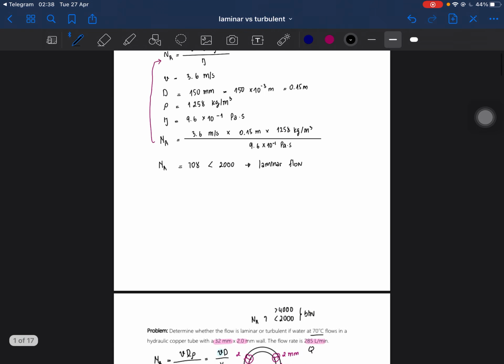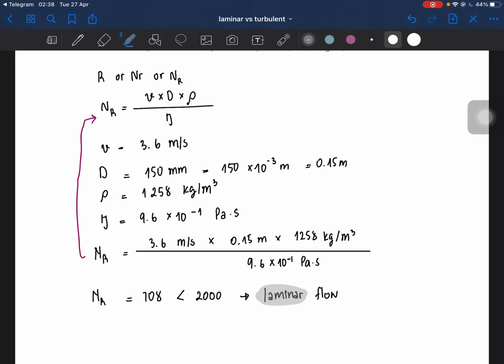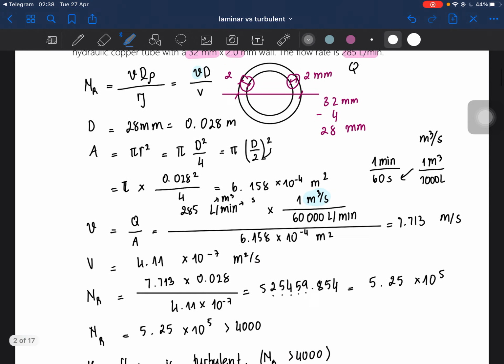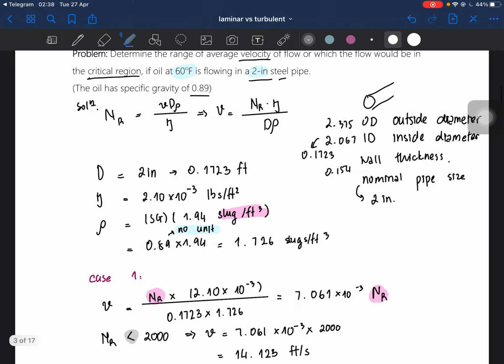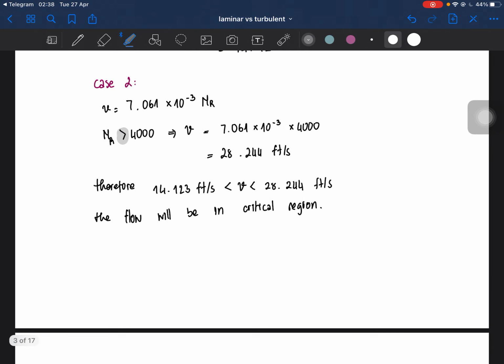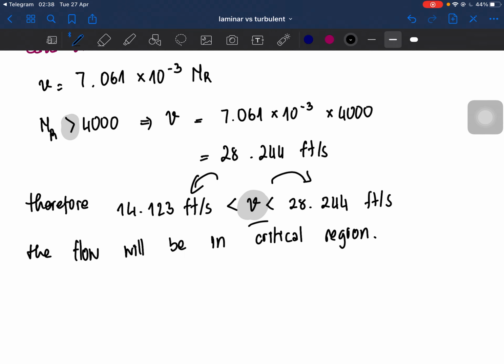So now the first one, the flow is laminar because it is less than 2,000, and this one the flow is more than 4,000, we get turbulent flow, and in this case we get the critical region flow. In this case we're not finding whether it is in or out, because we're determining the velocity. So the flow will be laminar or turbulent. It's like just finding something to determine something.